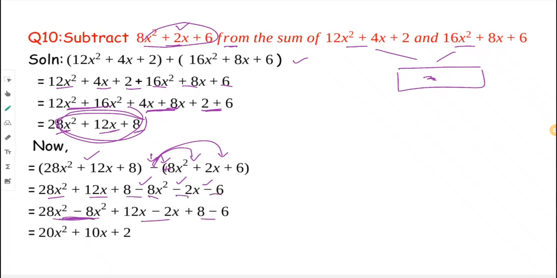Then 28 minus 8, you can see plus is greater, right? 28 minus 8, I'll have 20x square. Same thing again here. When you look at this x, plus is greater again, right? 12 minus 2, I'll have 10x. Once again here, same. 8 minus 6, plus is greater again, so I'll have here 2.